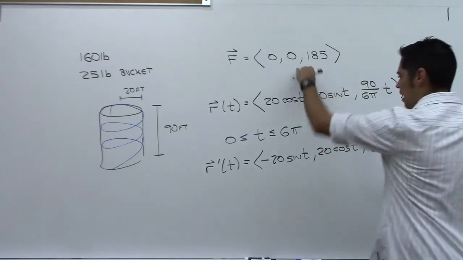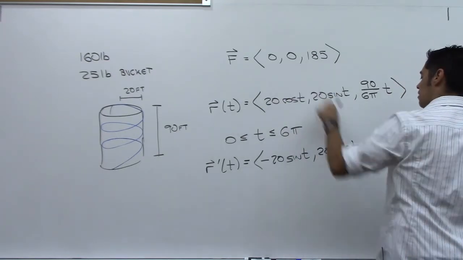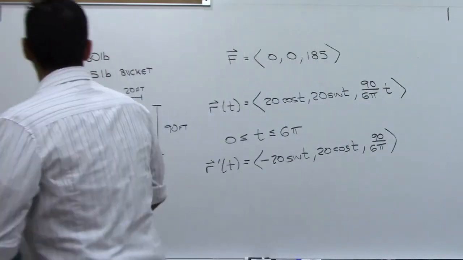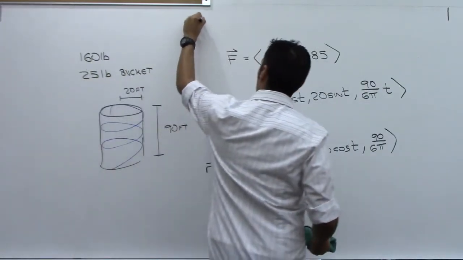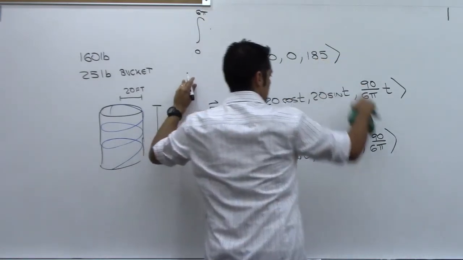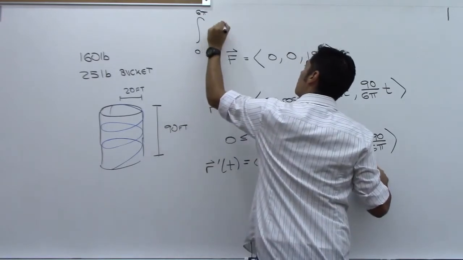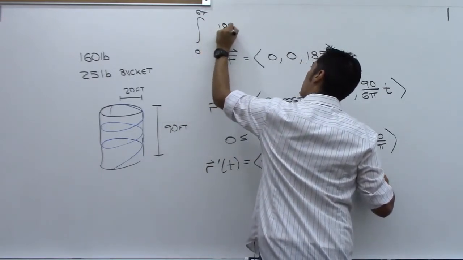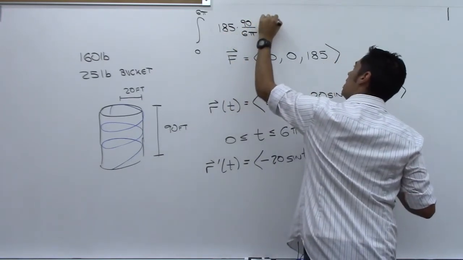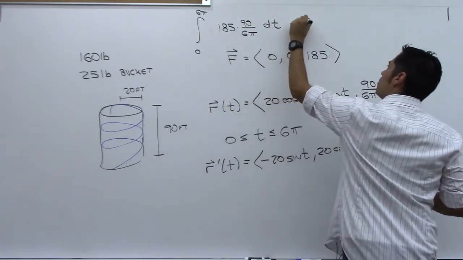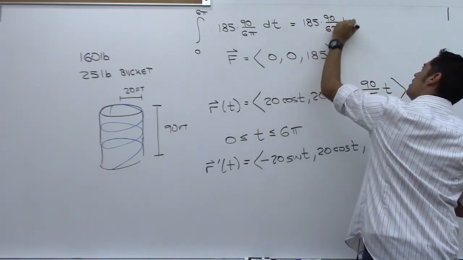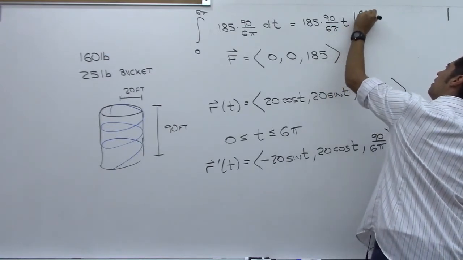So when you dot these two together, what's nice is 0 kills this, 0 kills this. All you get is 185 times this. So all we're going to do is the integral from 0 to 6 pi of 185 times 90 over 6 pi dt, and the antiderivative of that is 185 times 90 over 6 pi t, evaluated from 0 to 6 pi.